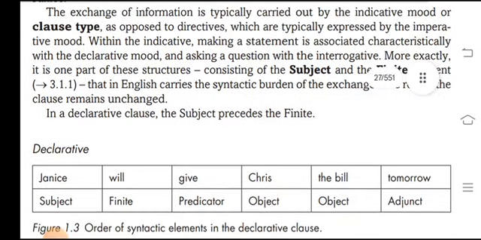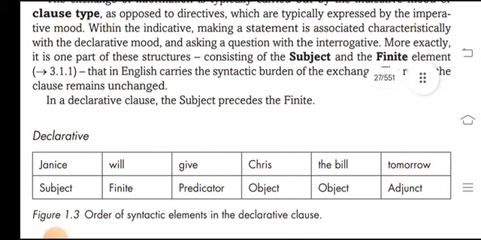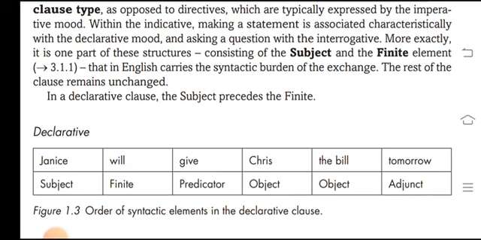indicative mood of the clause type, as opposed to directives, which are typically expressed by the imperative mood. Within the indicative, making a statement is associated with the declarative mood, and asking a question with the interrogative.